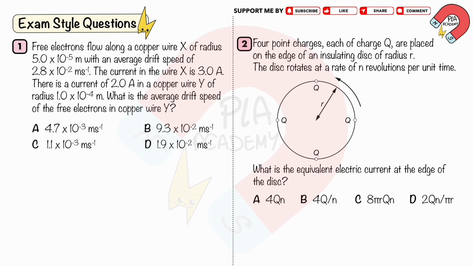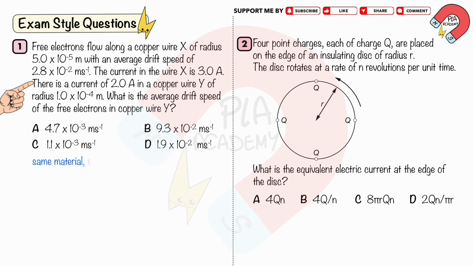Exam style question 1. Free electrons flow along a copper wire X of radius 5.0 times 10 power of negative 5 meters, with an average drift speed of 2.8 times 10 power of negative 2 meters per second. The current in the wire X is 3.0 amperes. There is a current of 2.0 amperes in a copper wire Y of radius 1.0 times 10 power of negative 4 meters. What is the average drift speed of the free electrons in copper wire Y?